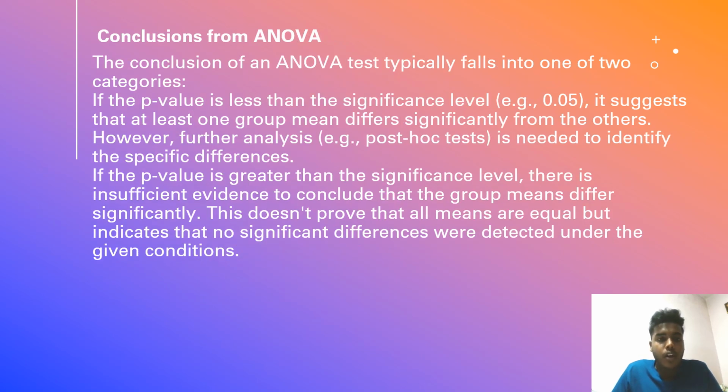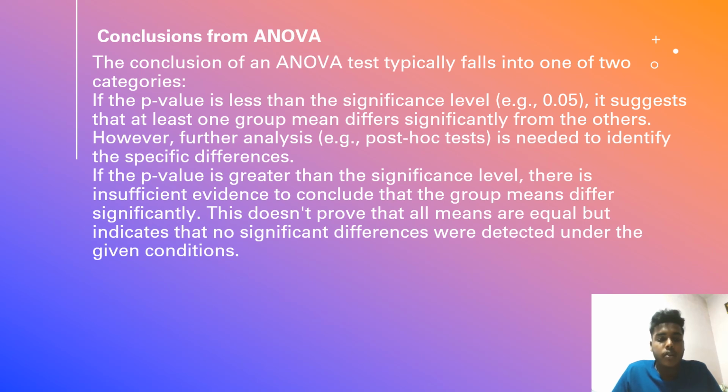Conclusions from ANOVA. The conclusion of an ANOVA test typically falls into one of two categories. If the p-value is less than the significance level, it suggests that at least one group mean differs significantly from the others. However, further analysis is needed to identify the specific differences.